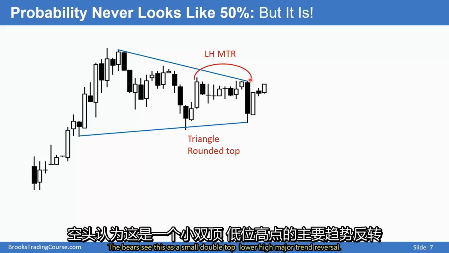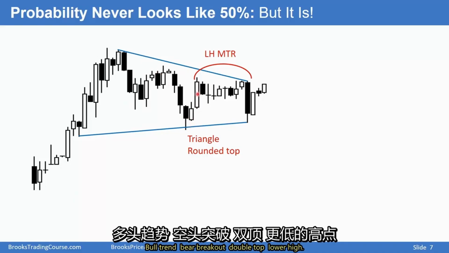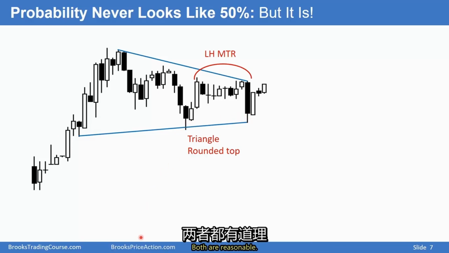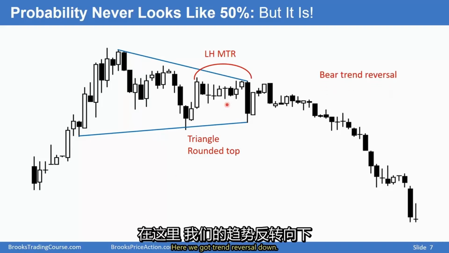The bears see this as a small double top, lower high, major trend reversal. Bull trend, bear breakout, double top, lower high. The bulls see it as either a triangle bull flag or a double bottom bull flag. Both are reasonable. Here we got trend reversal down.